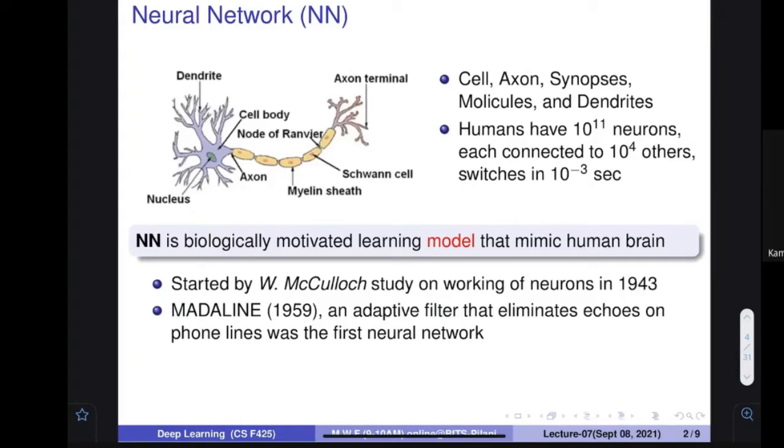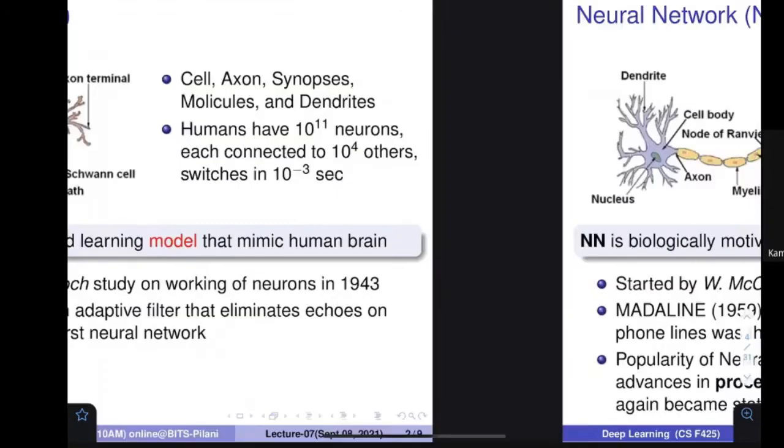After a very long time, around 1959, the first system was developed using neurons, this kind of architecture, and it was named Medline. This was an adaptive filter that could eliminate the echoes on phone lines. At that time, whenever we were talking, if the voice was loud enough, then at the place where you are listening, my voice would come back to me also. So this is the echo. How can we remove that? So an adaptive kind of filter was developed at that particular time. And this was the first application developed using neural network based systems.